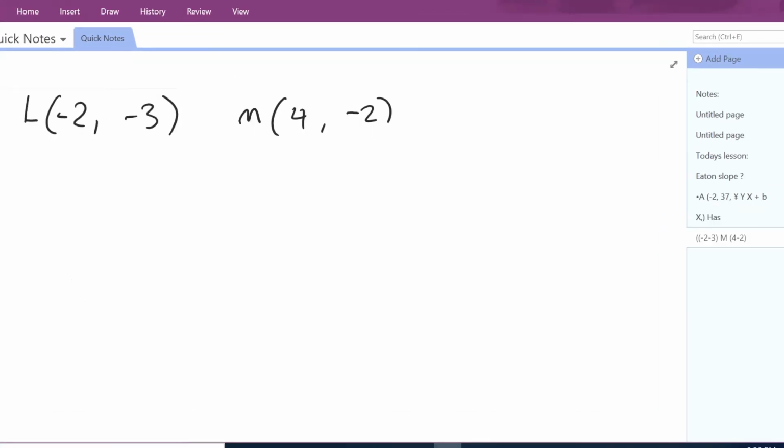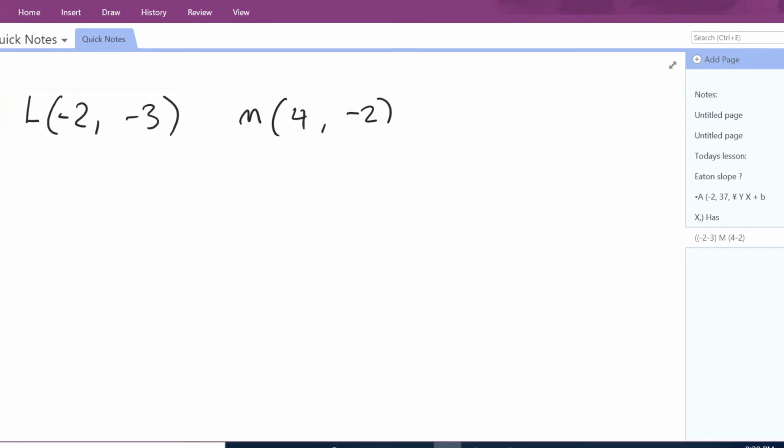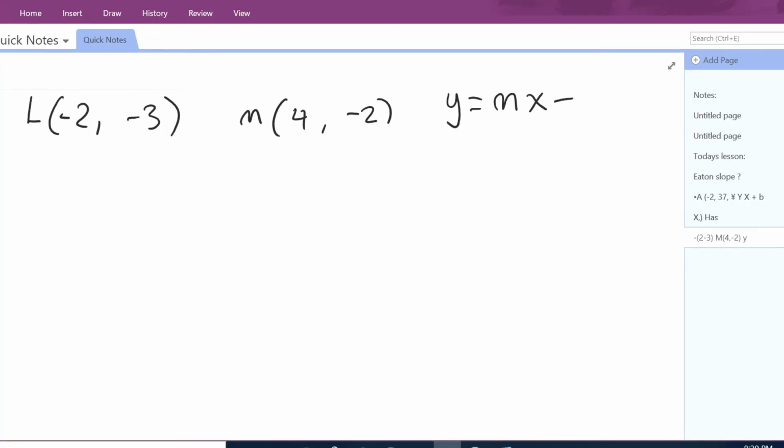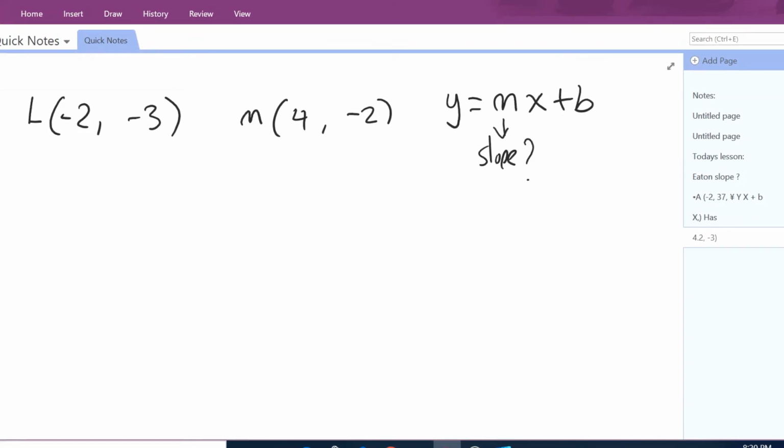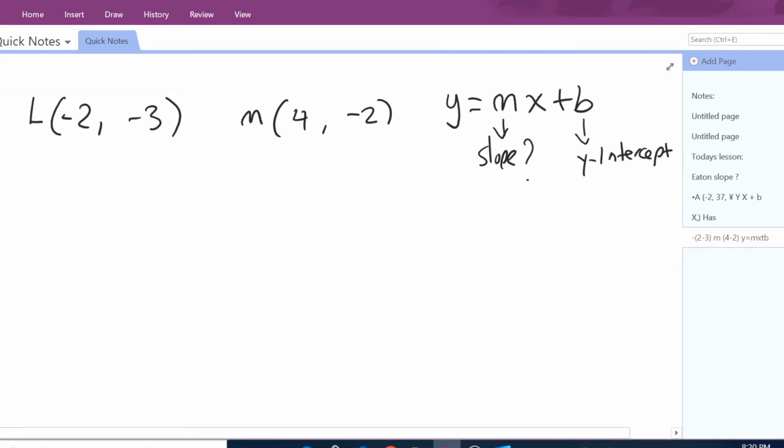Let us do one final example to find the equation of a line. So we have 2 points: L with coordinate points minus 2 and negative 3, and M with coordinate points 4 and negative 2. Generally the equation of a line is written as y is equal to mx plus b, where m is the slope. So we have to find the slope, and we also have to find the y-intercept. We start with the slope.